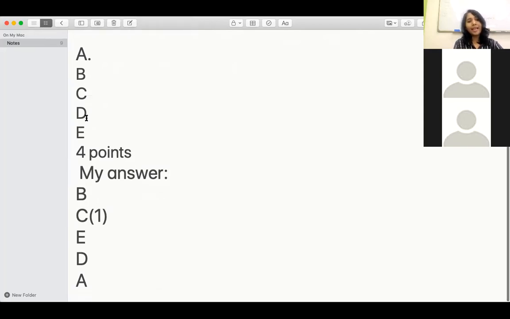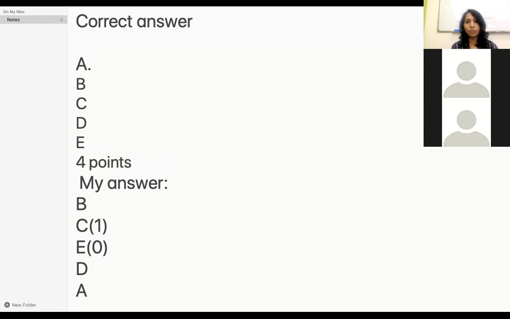Now, what about C and E? They don't make a pair. So C and E, I don't get anything. I get 0. Okay. What about E and D? D, E and E, D. What do you think about this? Do I get a point for that if I pair them up like that? Ravi? Priya? What do you think? If I pair up my answer like this, do I get a point?